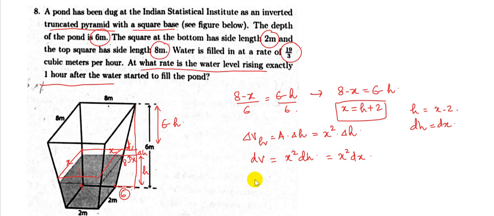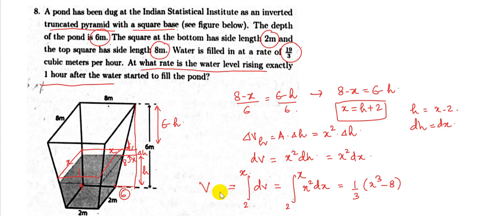Now we can find the volume from x equal to 2, which is the initial dimension or the base dimension of x. The integral of dV will be equal to the integral from 2 to x of x square dx, which is equal to 1 by 3 into (x cube minus 8). And this is the volume of the water when it is at height h.